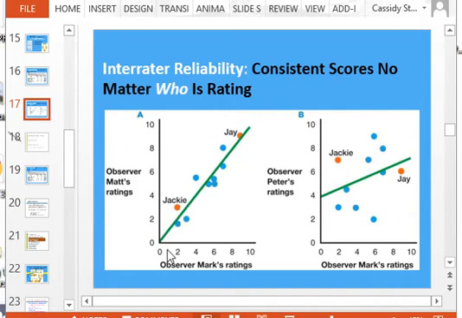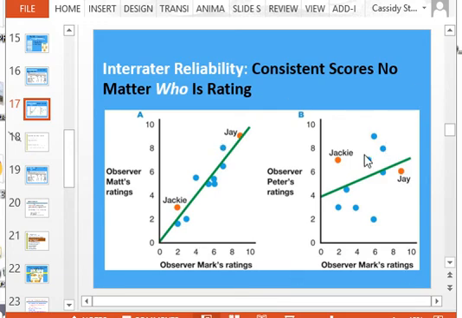So this example would be good inter-rater reliability, because both Matt and Mark's ratings line up pretty well. When Mark rates somebody as happy, Matt also rates them as happy, and when Mark rates people as not happy, Matt rates people as not happy as well. So this would be good inter-rater reliability.